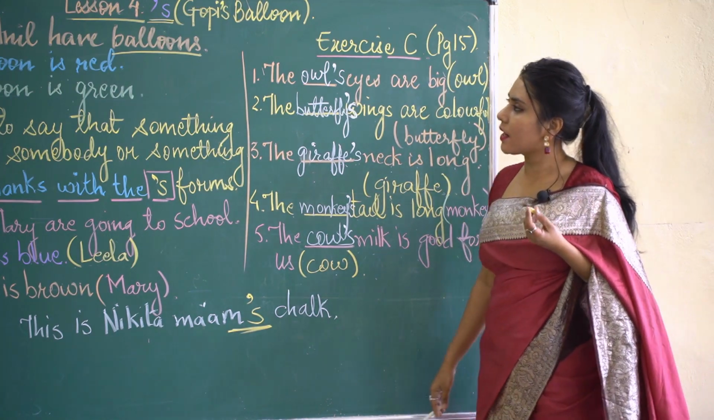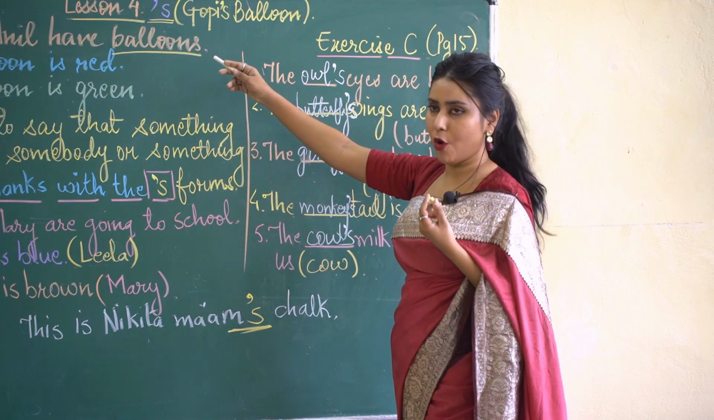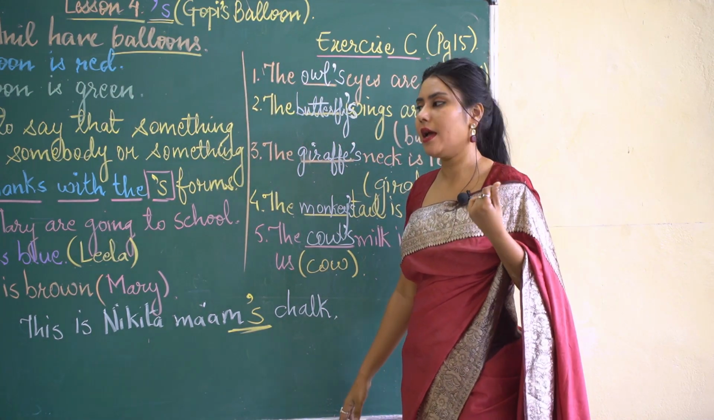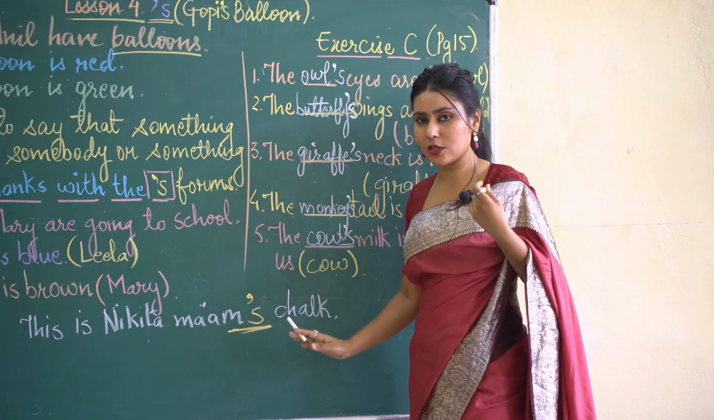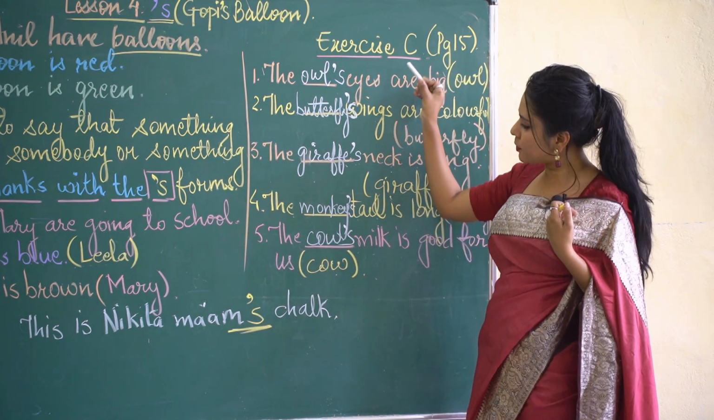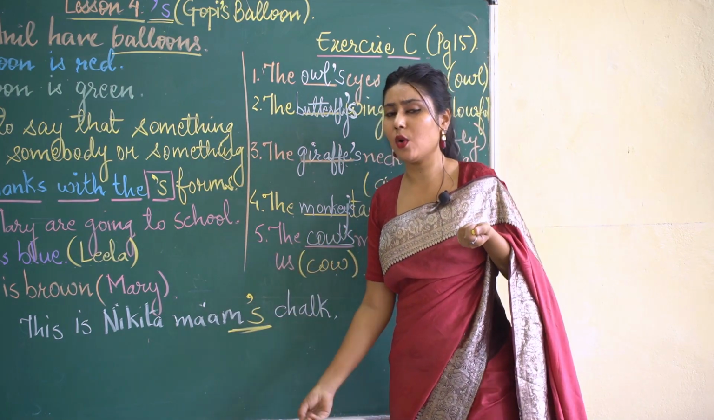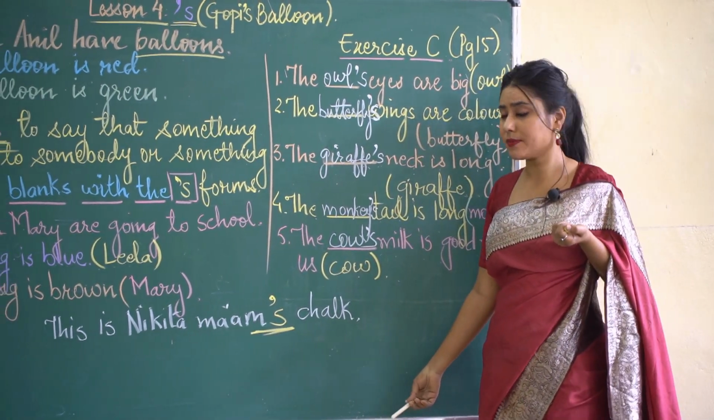So that's how, children, we finish with lesson 4 apostrophe S with the exercises done here. I want you to understand it well, children, because this part of the exercise and the others as well hold very much of importance.